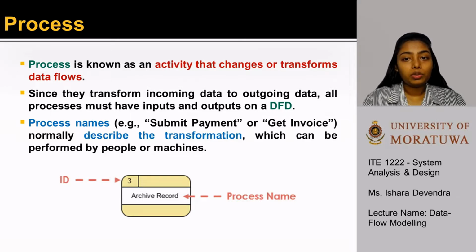In this image, you can see the notation to represent a process. So as the notation, a rectangular box is used and may be labeled with the reference number, location of where in the system the process occurs, and a short title that describes its function.